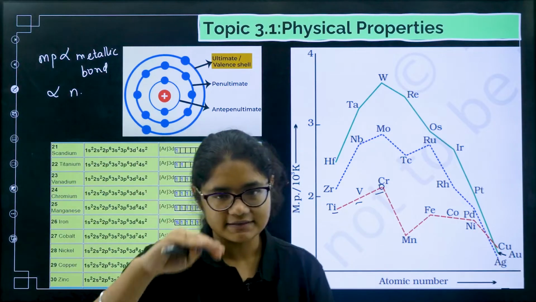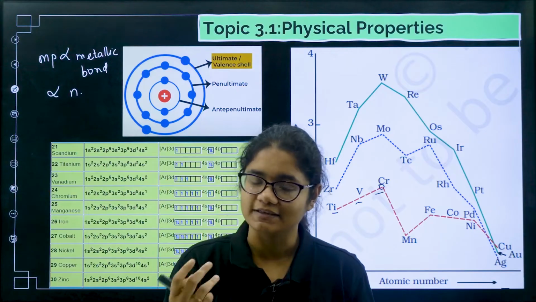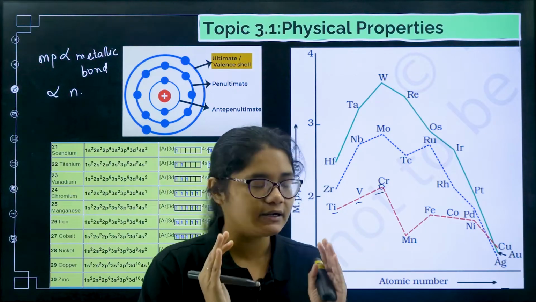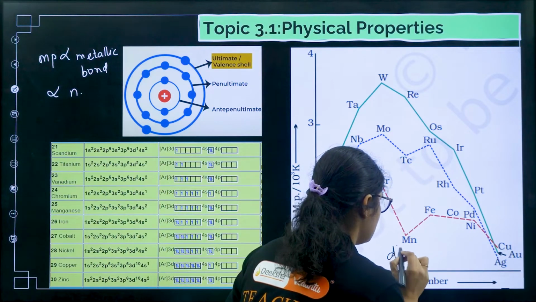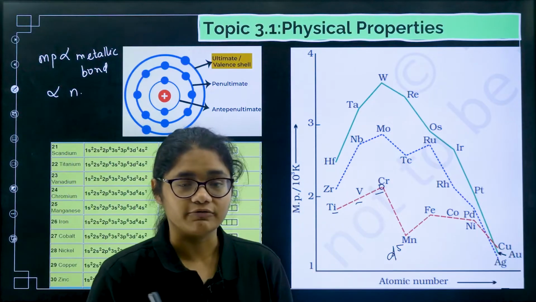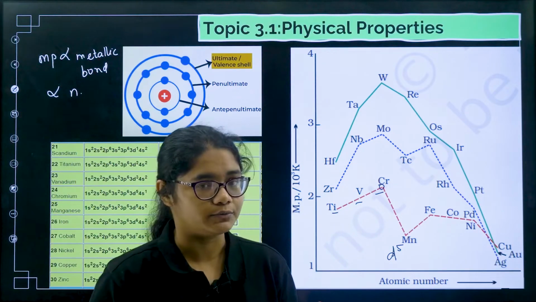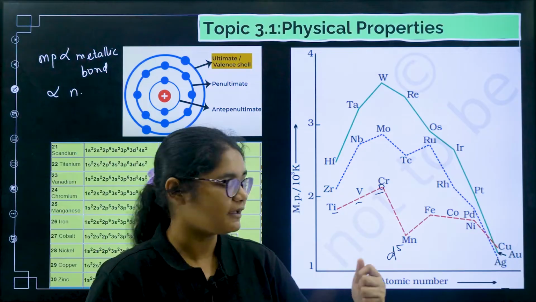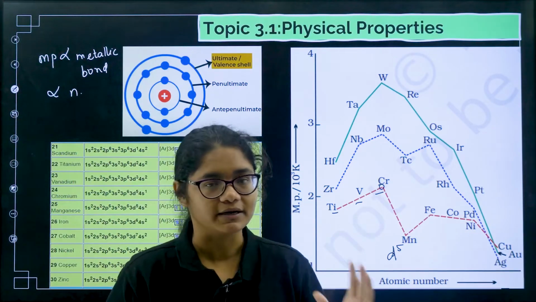Now, manganese, there is a dip. Why is there a dip at manganese? As I already discussed, this is a stable d5 configuration, right? Because of this stable d5 configuration, it remains close to the nucleus. So these d5 electrons cannot participate in the metallic bonding.